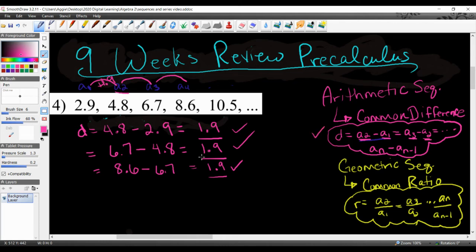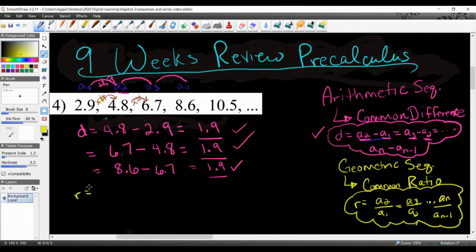But just for the sake of showing you the geometric, let's go ahead and try that one as well. The geometric sequence will be a sequence that has a common ratio. So you're multiplying this term by some number. You're multiplying 2.9 by something to get this number, and then the same thing here: you're multiplying by that same number to get this number. Let's see if that's true. To check, we divide. Let's try using the first one.